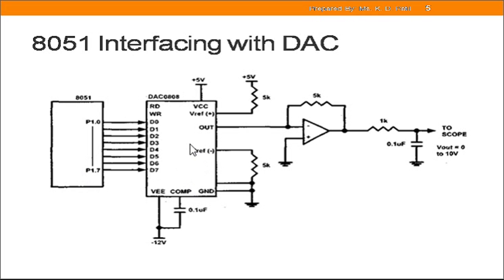Let us focus how we will get the output. Here output will be generated. This is our I out pin. Here output will be generated. The V reference positive is connected to the plus 5 volt power supply and V reference negative is connected to the ground.